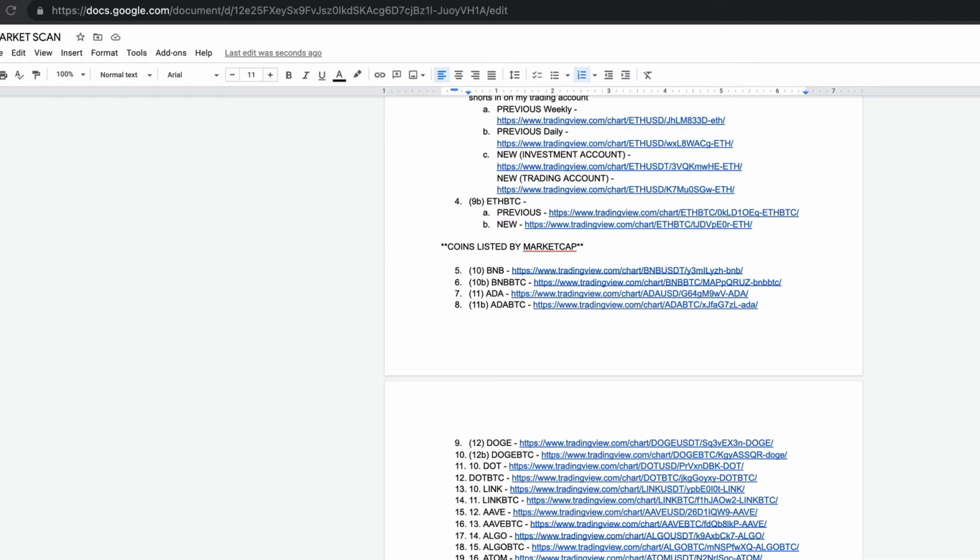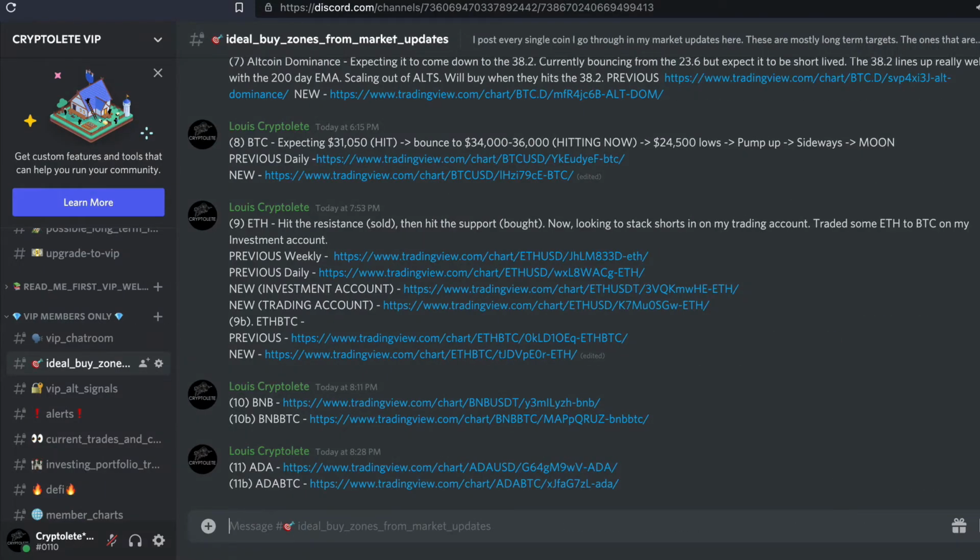I gotta say, having stop losses in place and stuff like that makes things so much easier, because you manage your risk, you just know how much to trade. This makes things easier.